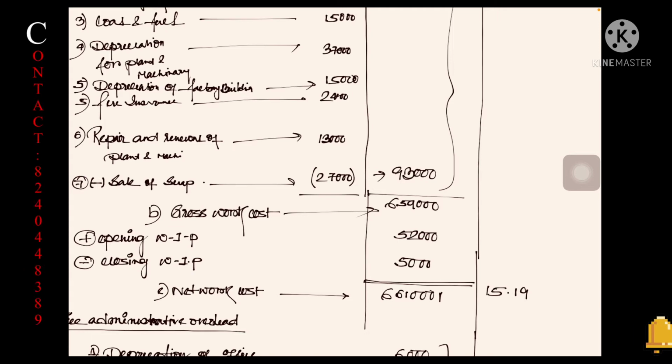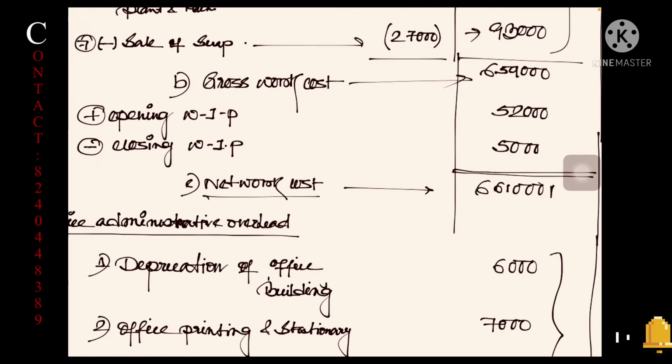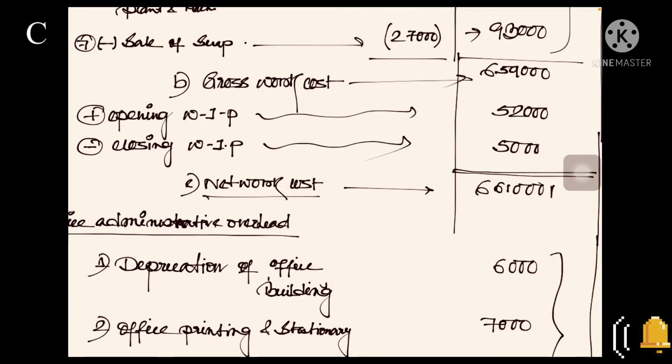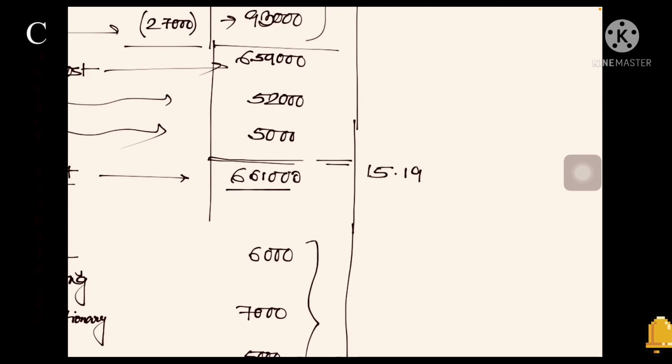It is 6,59,000. Now after the calculation of the gross work cost, if you are trying to figure out the net work cost, it will be very simple. To gross work cost, we should add the opening work in progress and then deduct the closing work in progress given in the question. You are going to get the value 6,61,000. Very simple. Again, here you have to calculate the per unit. Per unit it comes 15.19 after you divide by output, the exact output.